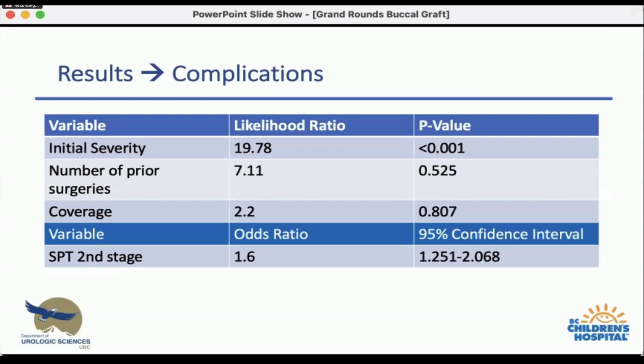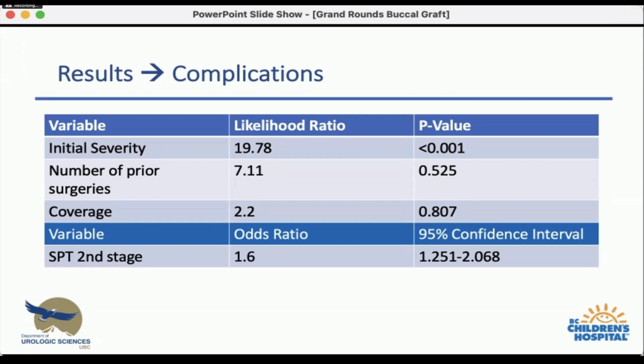The relationship between some anatomical and surgical factors and the subsequent complications was investigated using a cross table. The initial severity had a likelihood ratio of 19 with a significant p-value. That means the more severe the hypospadias, the more likely I will have a complication. The number of prior surgeries had a likelihood ratio of 7.1, but the p-value was not significant. Does the coverage, whether we do it with dartos, tunica, skin, whatever comes to your mind, have any impact? The p-value was not significant, at 0.8.